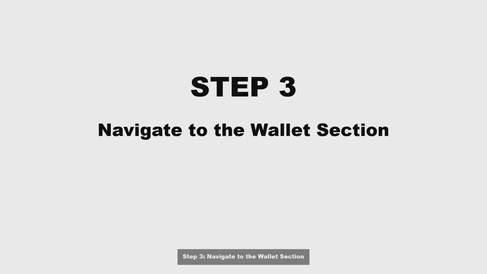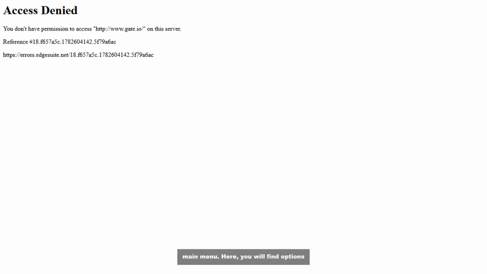Step 3. Navigate to the wallet section. After logging in, go to the wallet section of your account. This is usually found in the main menu. Here, you will find options related to deposits and withdrawals.